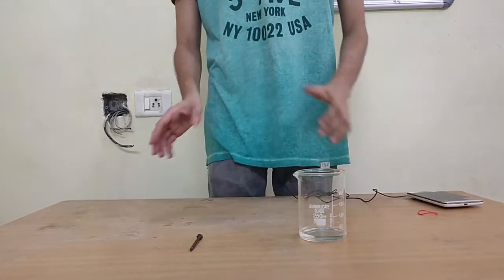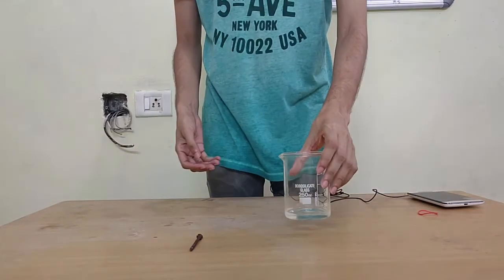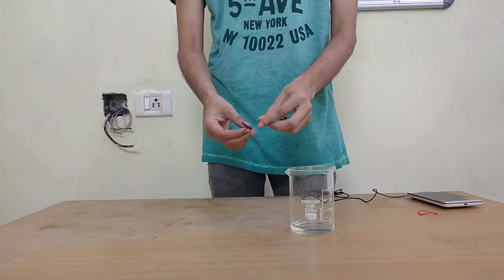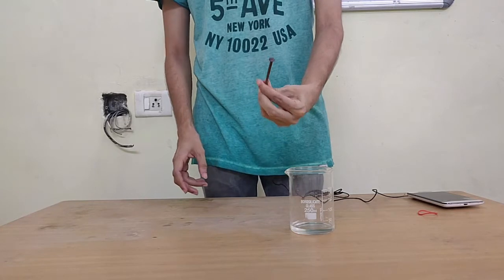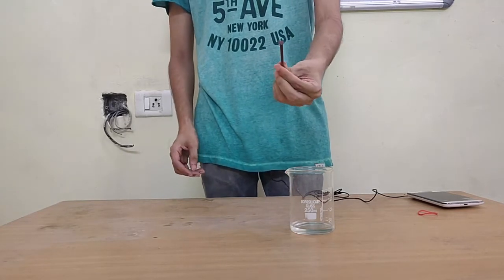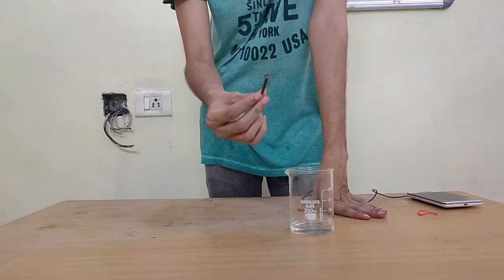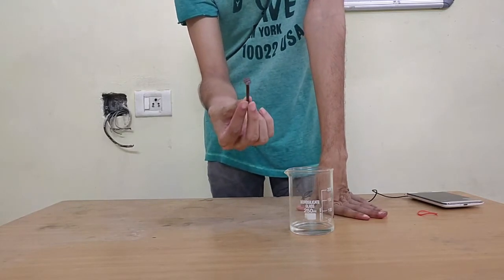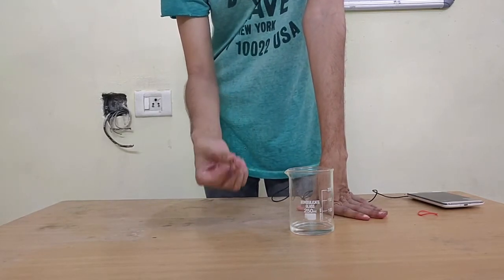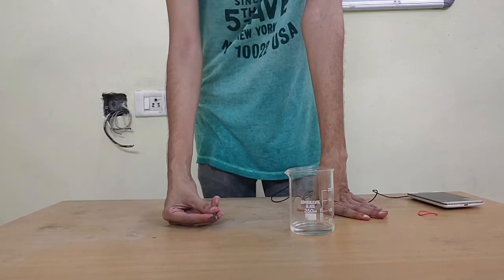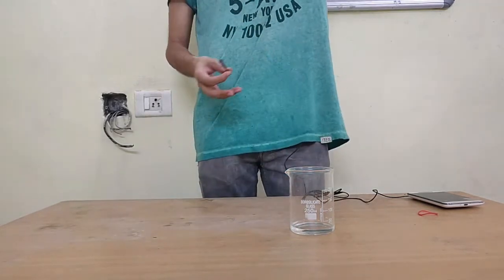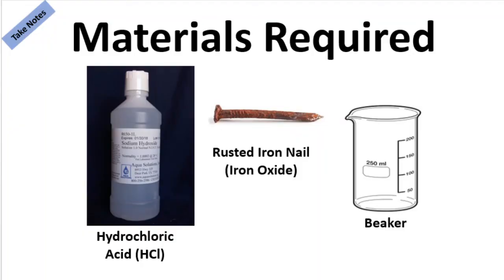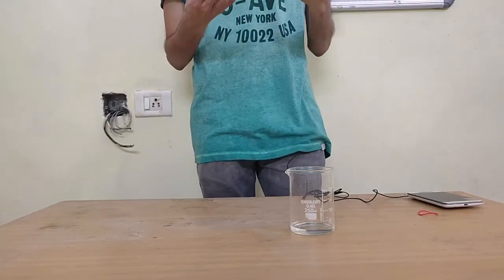So we have a container with our acid, and since I told you that rust is a metal oxide, I have simply taken a rusted piece of metal. This is a screw that has been out for some time and has gotten rusted. So this will be our equipment or materials required for this activity. For the procedure, it's quite simple.